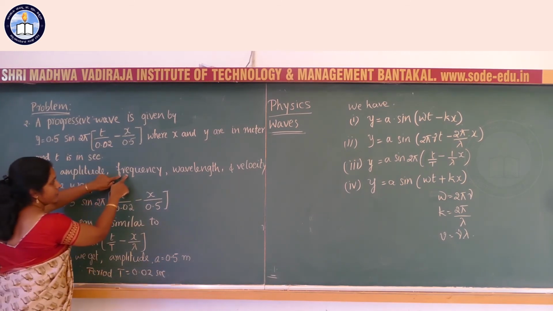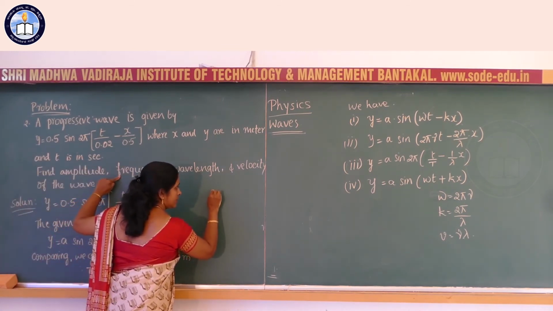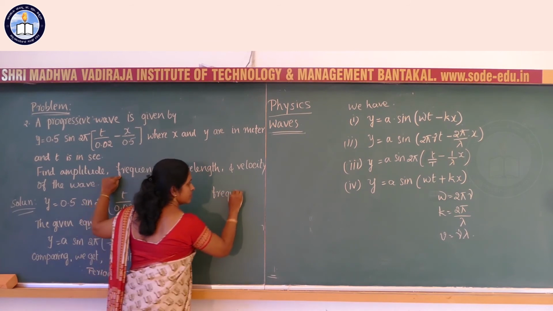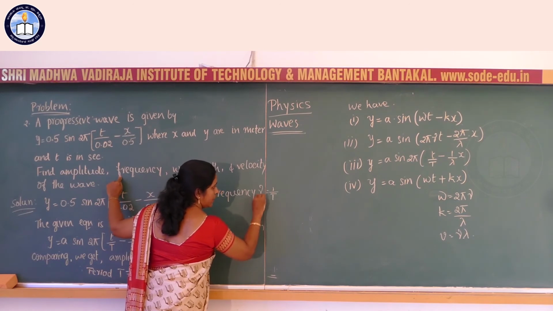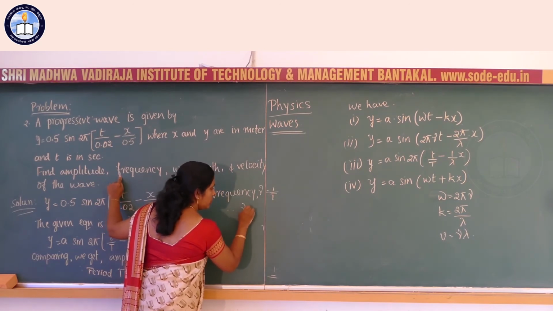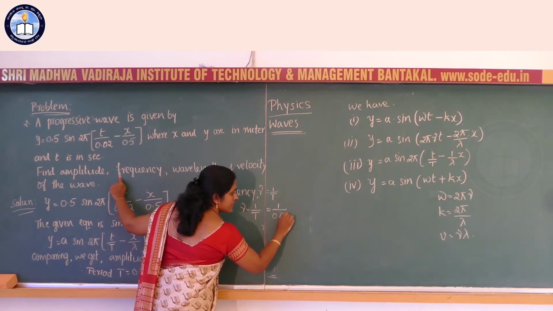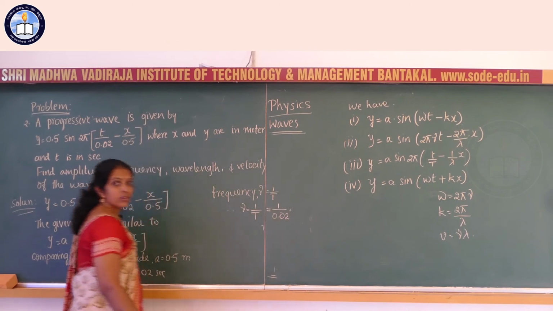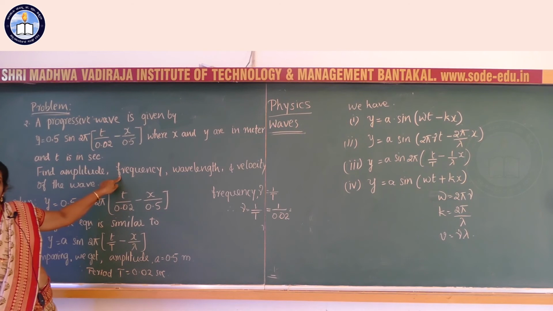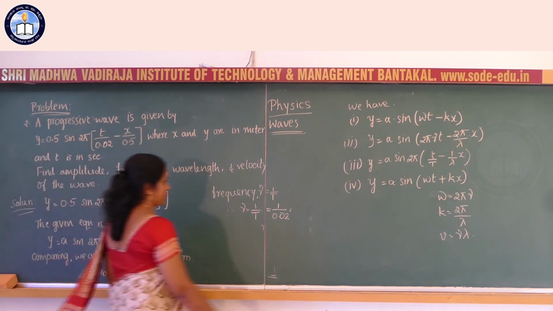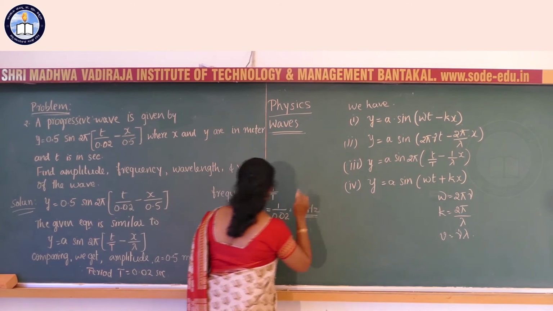You are asked to calculate frequency. We have period and frequency are related. Frequency nu is equal to 1 by T. Therefore, nu is equal to 1 by T, which implies 1 by 0.02. The value of 1 by 0.02 is 50 hertz. Unit is hertz.